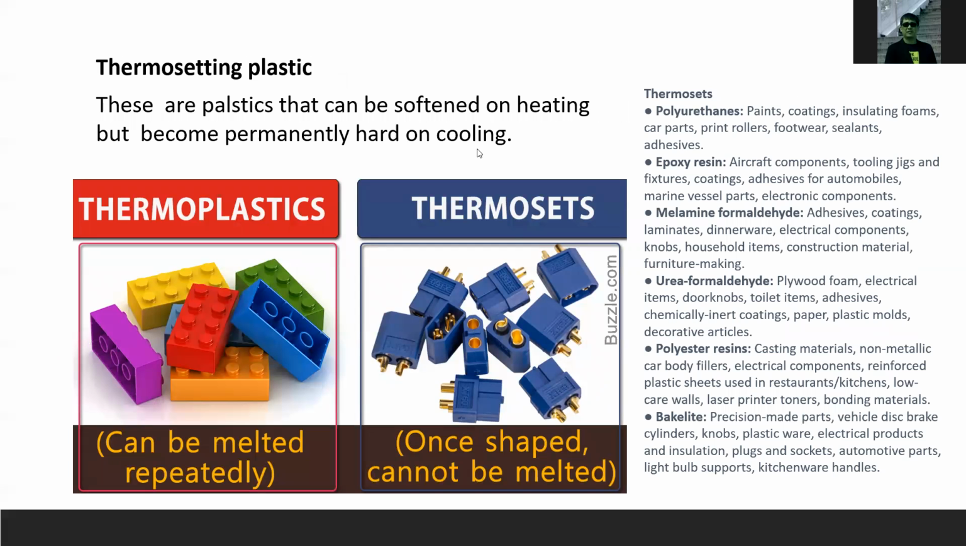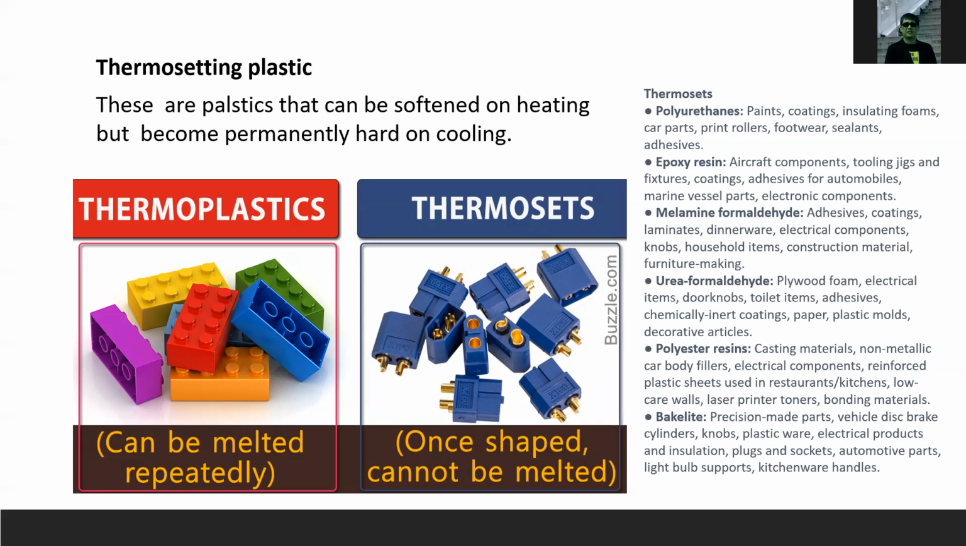Thermosetting plastics are plastics that can be softened on heating but become permanently hard on cooling. As you can see, thermoplastics can be melted repeatedly like those Lego blocks. Thermosets, once shaped, cannot be melted. The thermosets are polyurethanes, like paints, coatings, print rollers, footwear, and sealants. As you can see, once you burn our footwear, it decomposes.